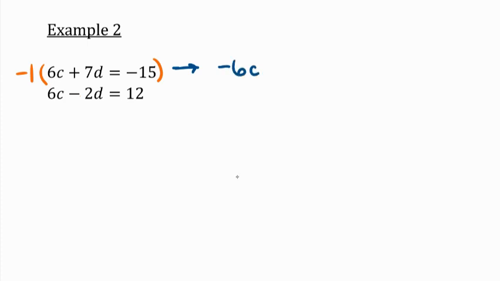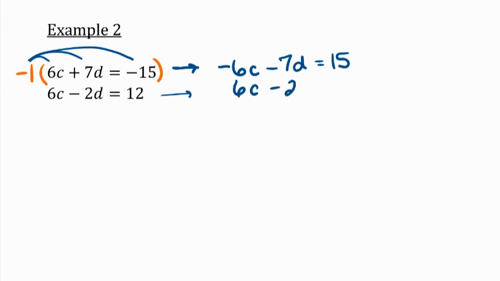And then I would get minus 7D when I multiply by negative 1. And that would equal, sorry, I'm just distributing this negative 1. Negative 1 times negative 15 would make that positive 15. Okay, and then the other equation, I'm just going to leave exactly how it was. So it's still 6C minus 2D equals 12.